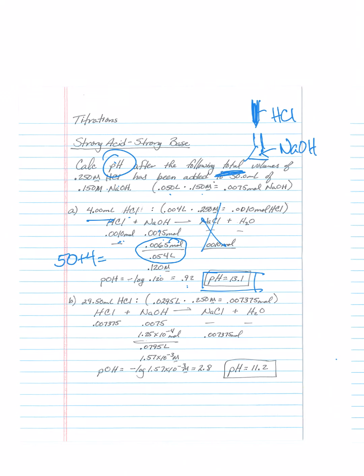Now this next one, we're going to add a total volume of 29.5. So if we already added 4 mL, we're going to add another 25.5 mL to this. Same scenario, find out how much HCl you have, how much NaOH you have, subtract the smaller from the bigger, get the molarity, calculate the pOH, and we get a pH here. And our pH is going down. We started out at 13.1. We're going down to 11.2. And that makes sense because, well, we're adding an acid to a base. That's a very good thing.